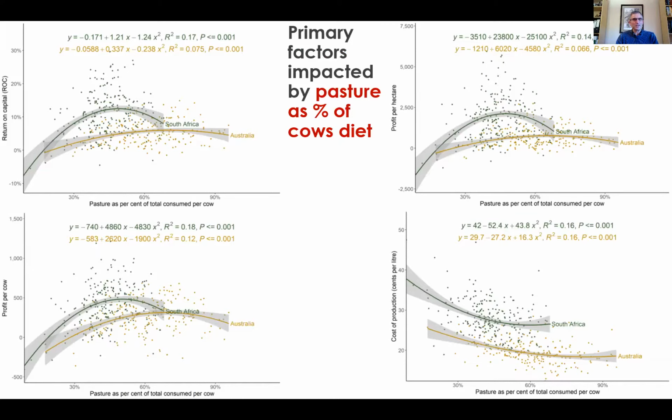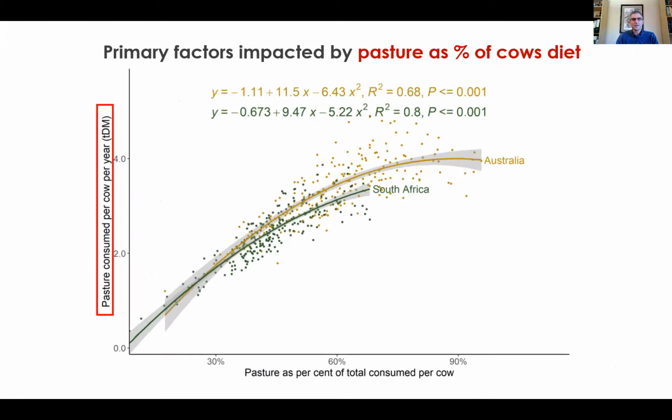What else does pasture harvest as a percent of the diet influence? This graph outlines the association between diet pasture percent and pasture consumed per cow. Increasing diet pasture percent is strongly associated with pasture consumed per cow.